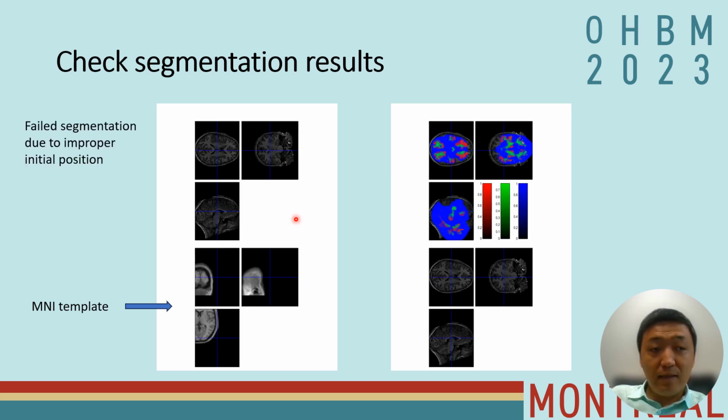And here is a bad example. In this case, the original position of the anatomical image was not the same as the template. Here it was rotated. And you can see that the output segmented image also did not capture the correct gray matter, white matter, and the CSF. If this happens, we have to go back to manually set the range and perform the segmentations again.